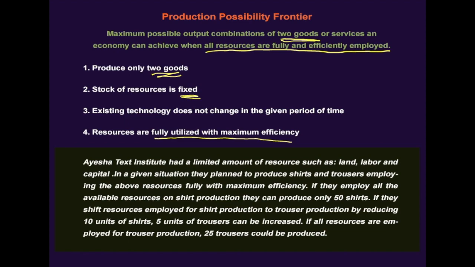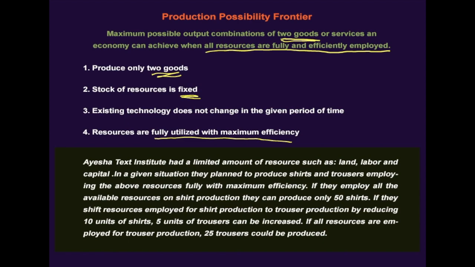Asha Text Institute had a limited amount of resources such as land, labor and capital. In a given situation, they plan to produce shirts and trousers employing the above resources fully with maximum efficiency. If they employ all the available resources on shirt production, they can produce only 50 shirts. If they shift resources from shirt production to trouser production by reducing 10 units of shirts, 5 units of trousers can be increased. If all resources are employed for trouser production, 25 trousers could be produced.